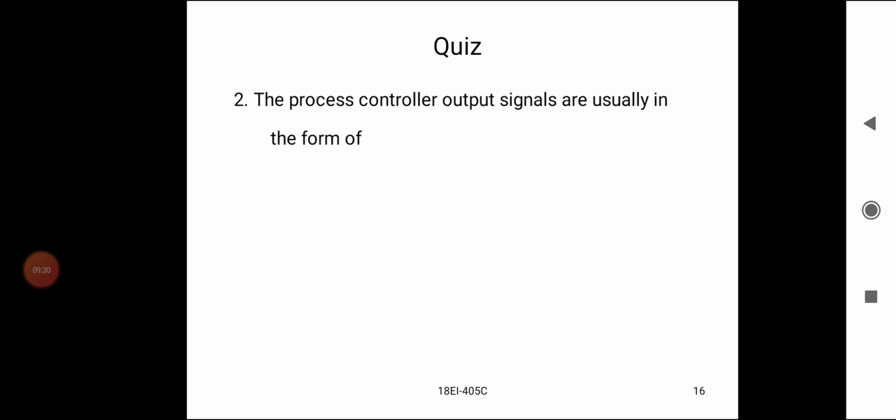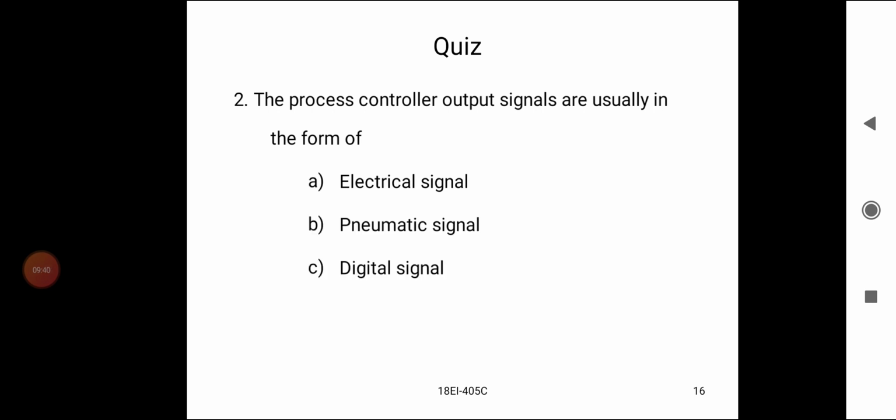Second question: the process controller output signals are usually in the form of A. electrical signal, B. pneumatic signal, C. digital signal, D. all of the above. The answer is D, all of the above.